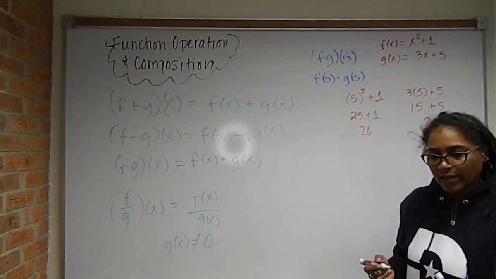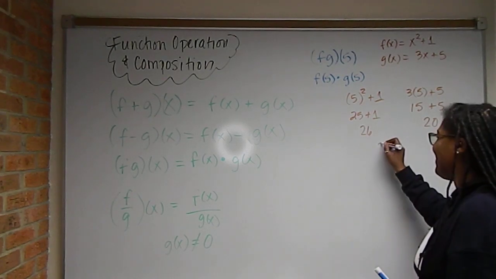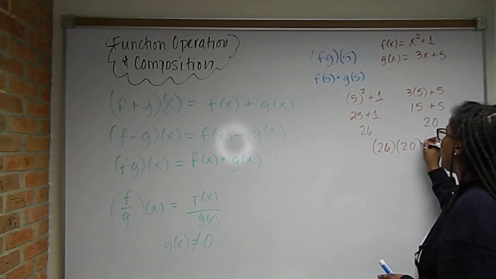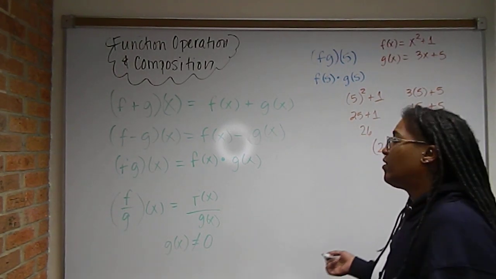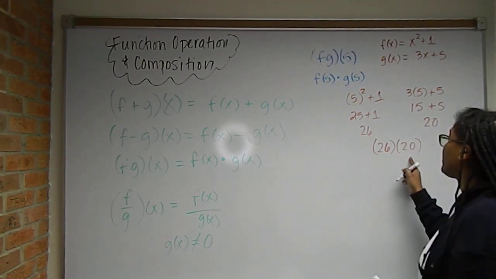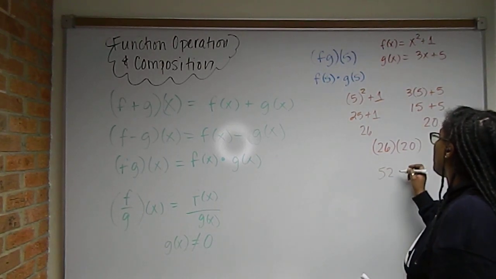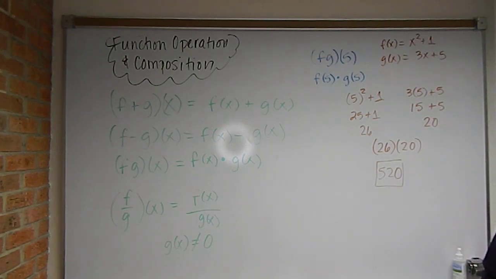And then what do we do next? Yes, 26 times 20. And so I'm going to cheat. It's not cheating, but I'm going to do my quick math, because I know anything times 0 is just going to bring down the 0, right? So 26 times 2, what's that? 52. And then I'm going to bring down that 0. So my answer is 520.